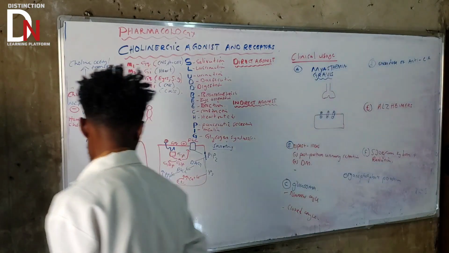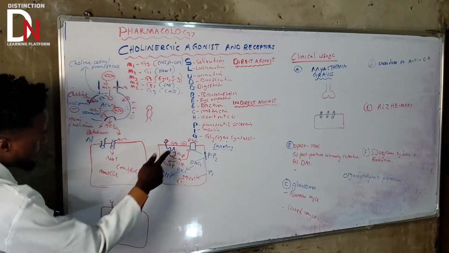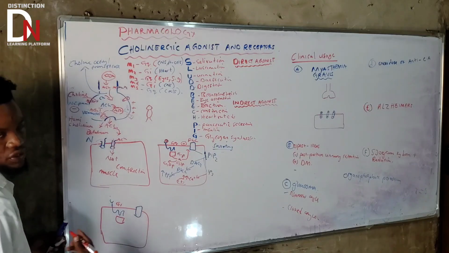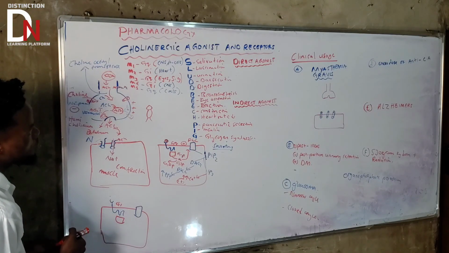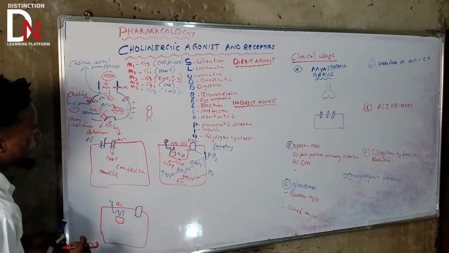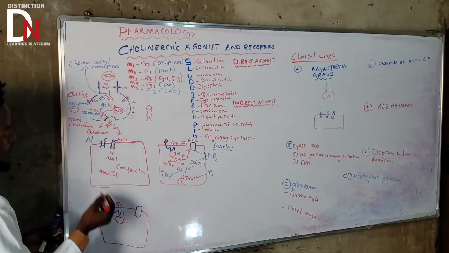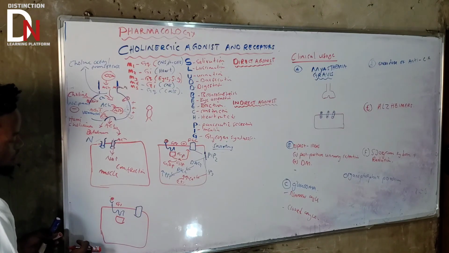Then what about this one? Let's say this is a GI. If this is a GQ, now let's talk about the GI. Although there is also a G stimulatory protein, since we are talking about cholinergic agonists, we just talk about the GQ and the GI, and also the nicotinic type of receptors. So now again, the same acetylcholine comes here and binds there.